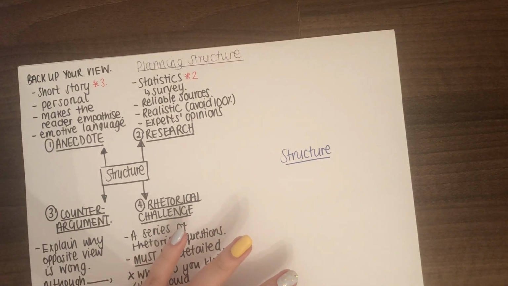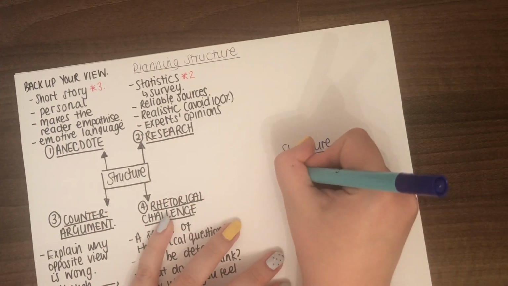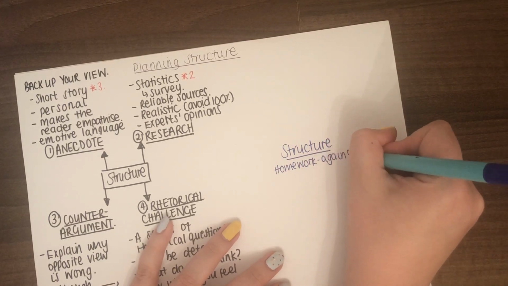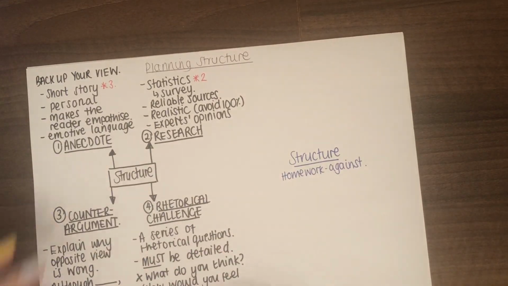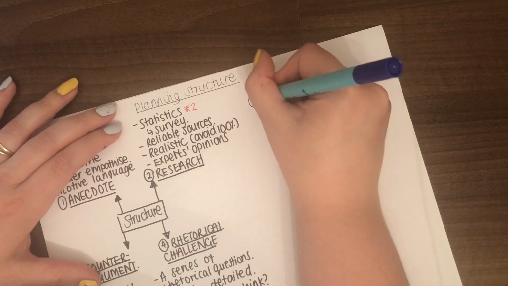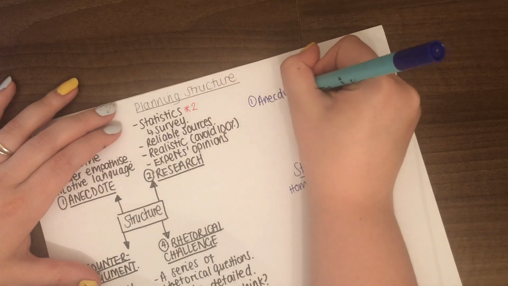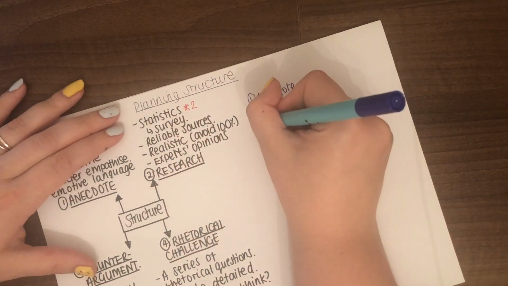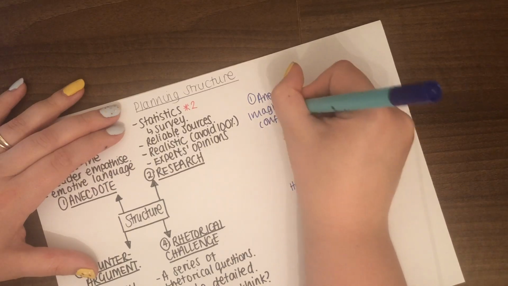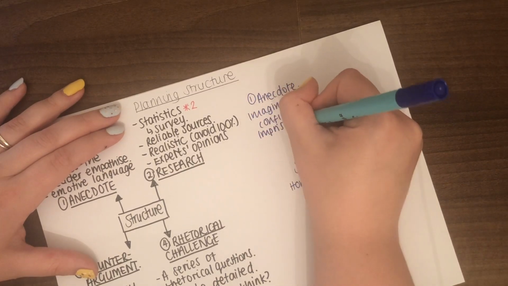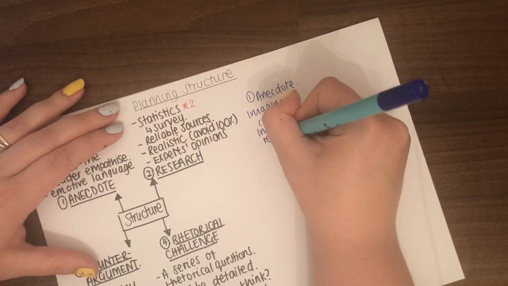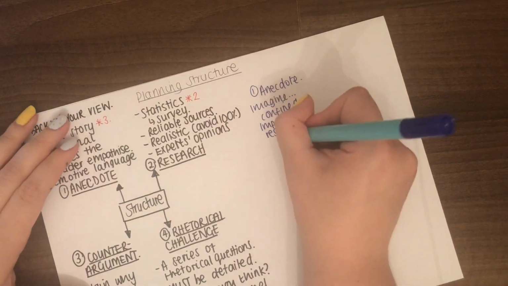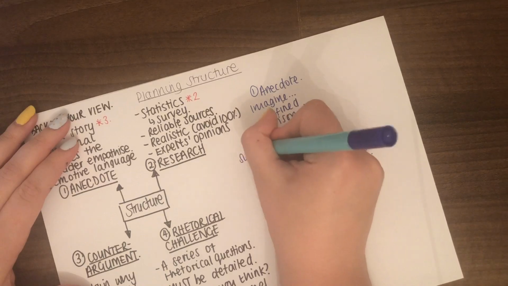So let's just pretend we're going to do the homework one, and I'm going to be against homework. Okay, nice and easy. So start with my anecdote. In my anecdote, I'm going to start with an imperative. I'm going to say, imagine being confined, imprisoned, and restricted within your own home. So I'm going to describe an anecdote of being almost trapped at home, unable to go out and enjoy the sunshine outside.